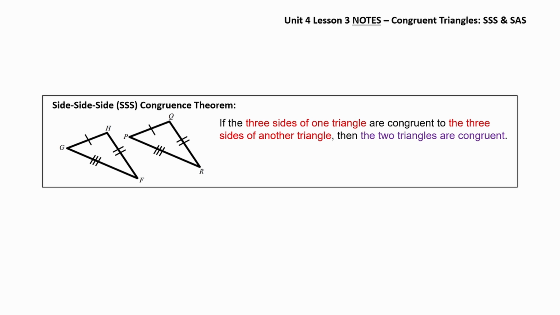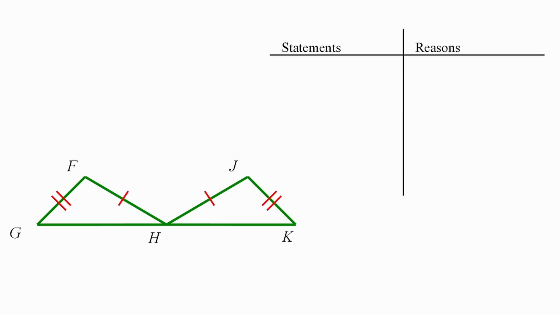So what this states is that if I know that three sides of one triangle are congruent to the three sides of another triangle, then the two triangles will inherently be congruent. So the congruent statement I would make for these two triangles is that triangle GHF is congruent to triangle PQR. And just a reminder, the order on that statement does matter. Let's see what this would look like in action in a proof format.